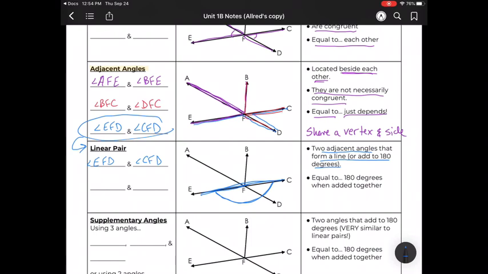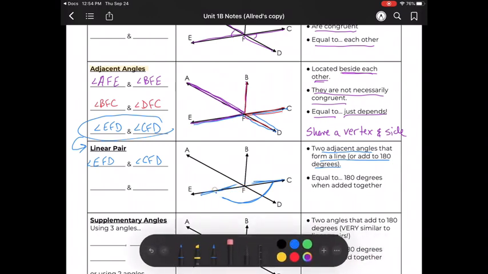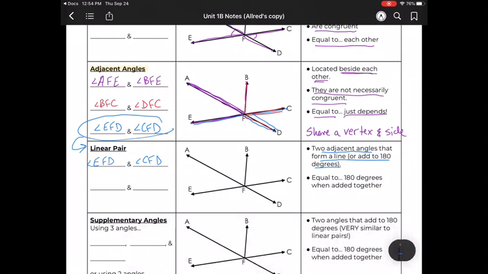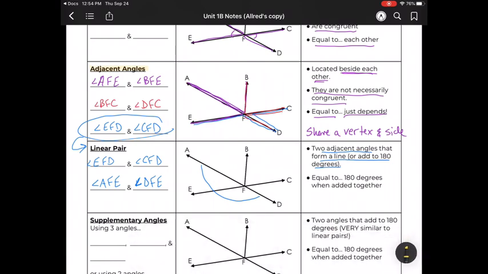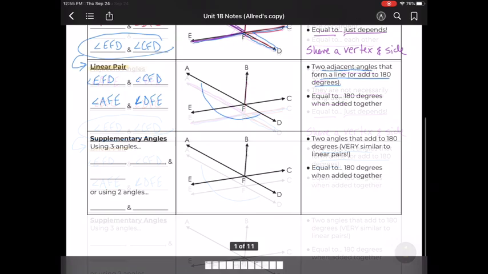So we have other pairs of angles here. I'm going to erase my diagram here and show you the other pairs of adjacent or linear pair angles we would have. Angle AFE and angle DFE. Okay, these two add up to 180. So they're a linear pair. That's another key idea we need to be able to identify today.